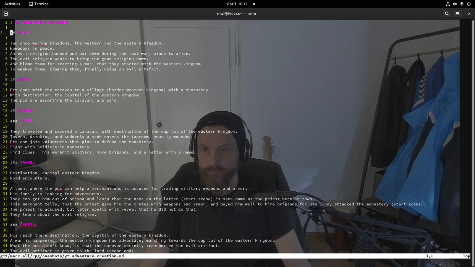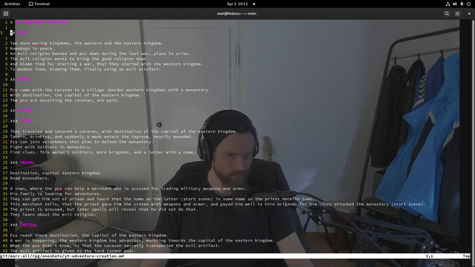So we had this basic outline, some information about the plot. It's a warring theme, two once warring kingdoms, there are two religions, basically a good religion and an evil religion. The evil religion tries to arise again and has some ideas how to do this, and there's some sort of evil artifact that has to be used to spread havoc and spread evil.